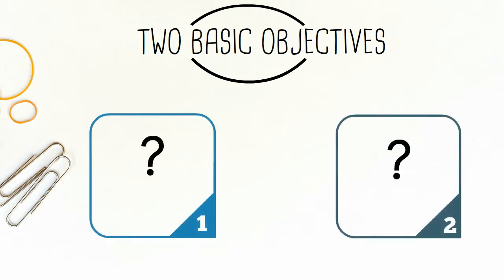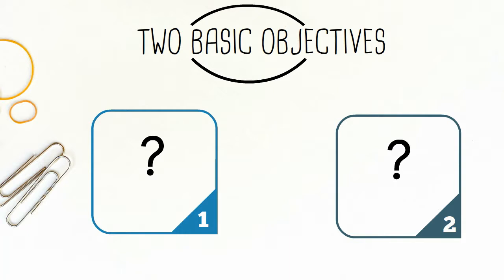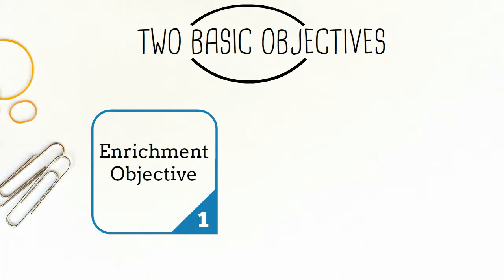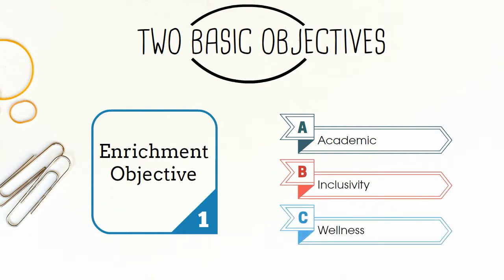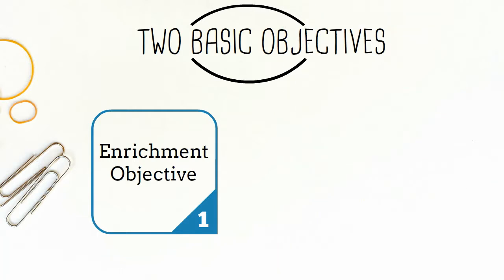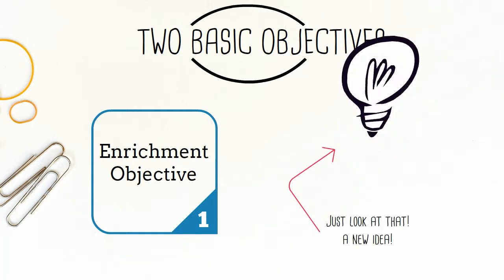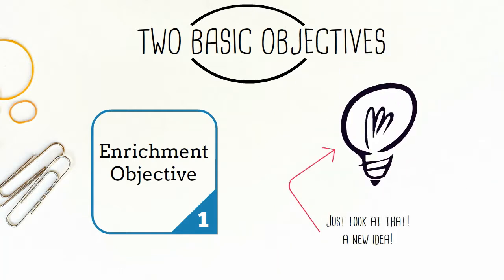The CDM is based around two basic objectives. The first of these is the enrichment objective, which is divided up into three areas: academic, inclusivity, and wellness. Enrichment objectives enable residents to expand their knowledge base and be exposed to new ideas and essential life skills. Most RAs will meet the enrichment objectives through intentional programming.